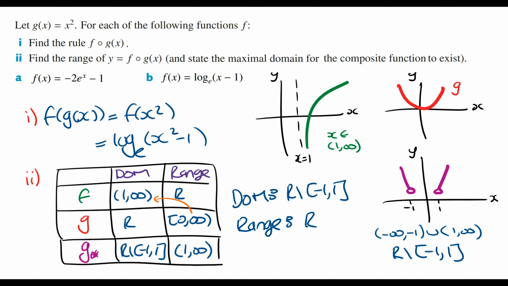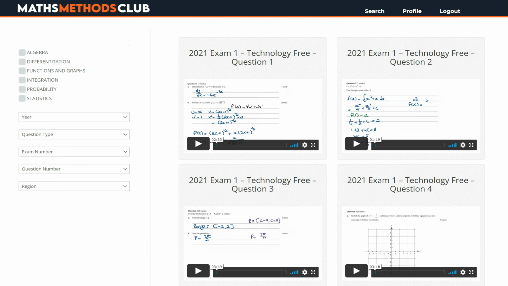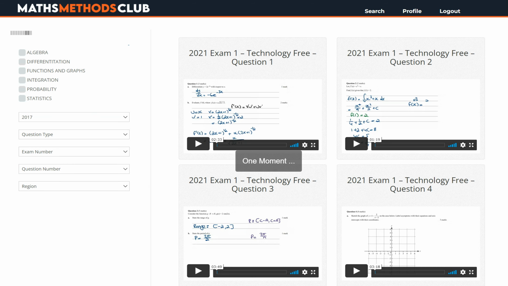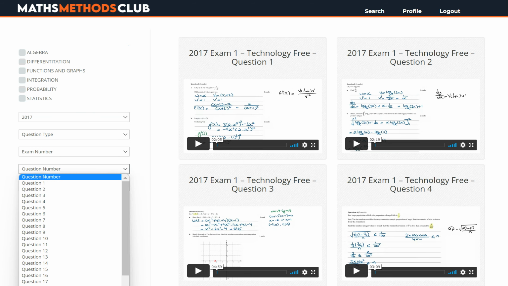Now that you know how to answer this question, you can also try to do the 2017 Exam 1 Question 7. To check out the solution, you can go to the Maths Methods Club, and from the year drop-down menu, select 2017. And then from the question number, select question 7.